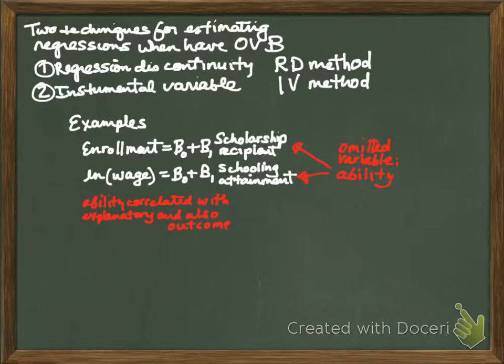We'll shorthand those to the RD method and the IV method. And we'll work through very quickly these two methods with some specific examples of regressions that we might run. Our first regression has enrollment as our outcome variable, and whether or not the person was a recipient of a scholarship as the explanatory variable. Our second regression might have the log of wages as the outcome variable and an indicator of the years of schooling, commonly called schooling attainment, as the explanatory variable.